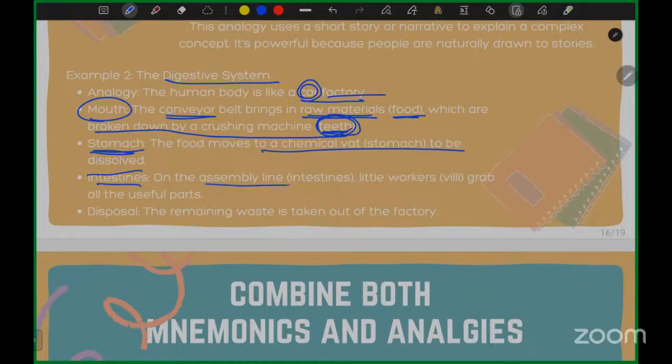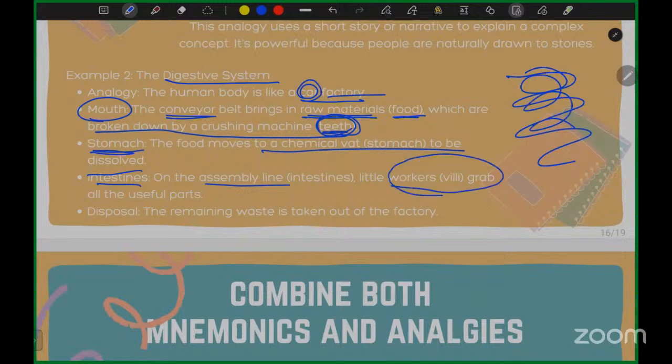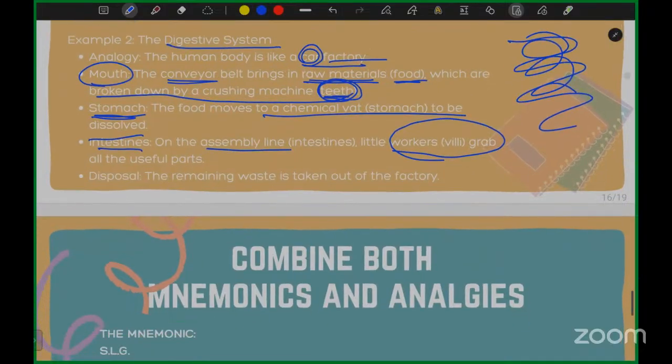So it is like an assembly line. What does it take? It's like the workers present in the industry. They pick the good materials and discard the bad ones. So you can understand the intestine like that. Finally, what is disposal? The waste will be dumped out of the factory. So what is that? The rectum.